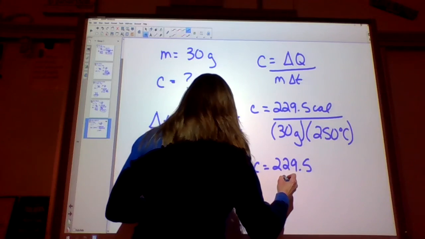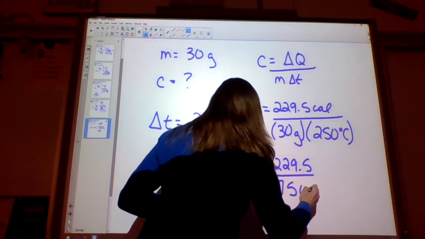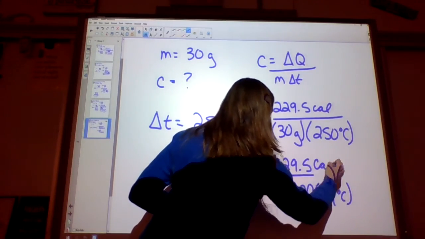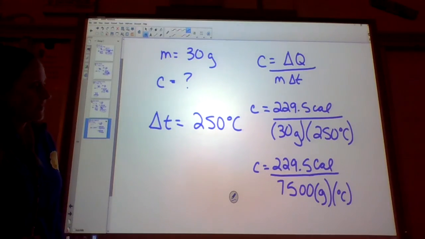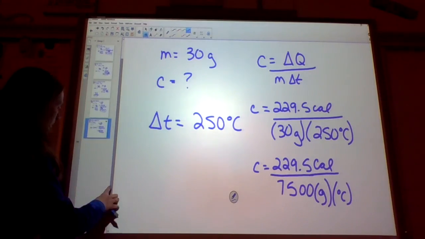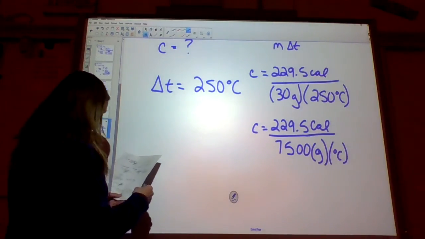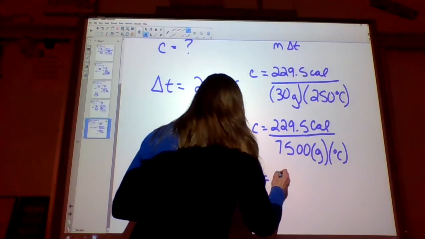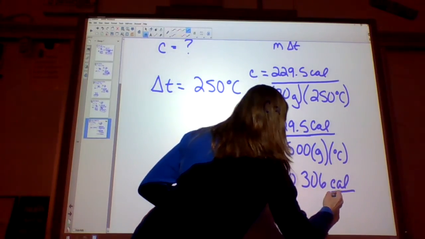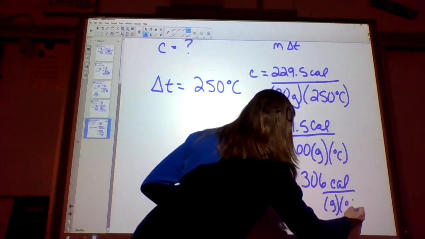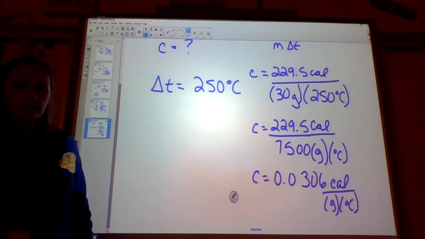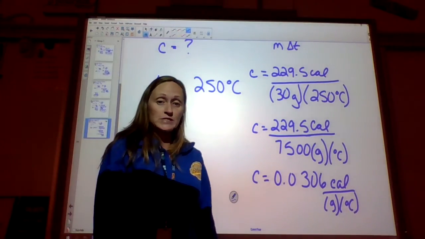And that is 7,500. And then we're going to take the 229.5 divided by the 7,500, and C will be 0.0306 cals over grams times degrees Celsius.